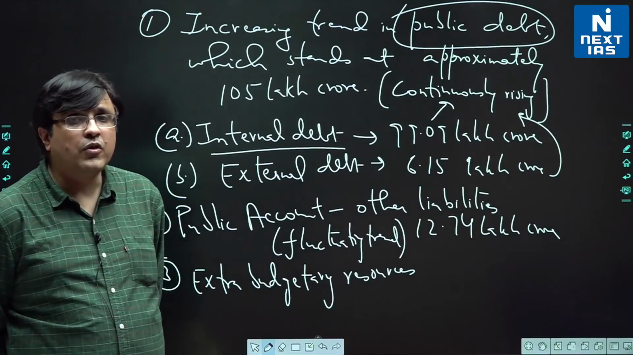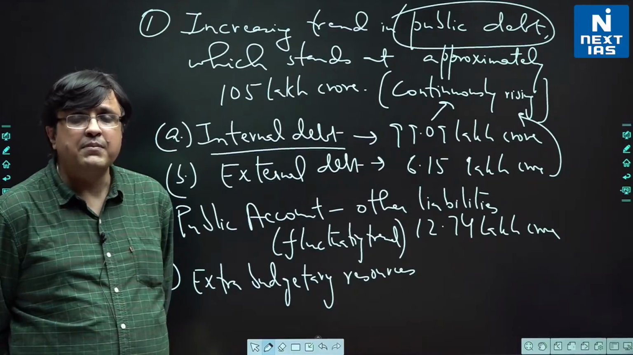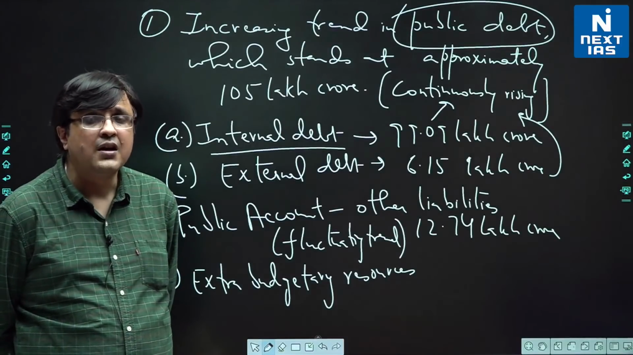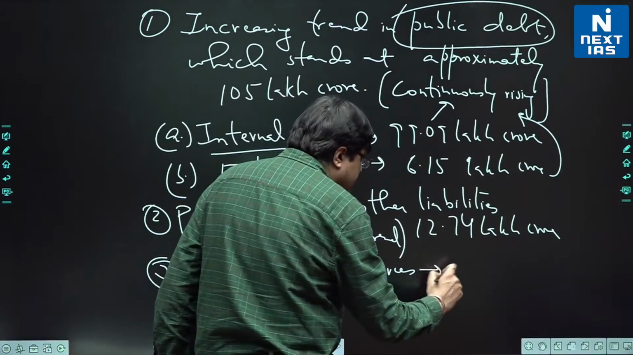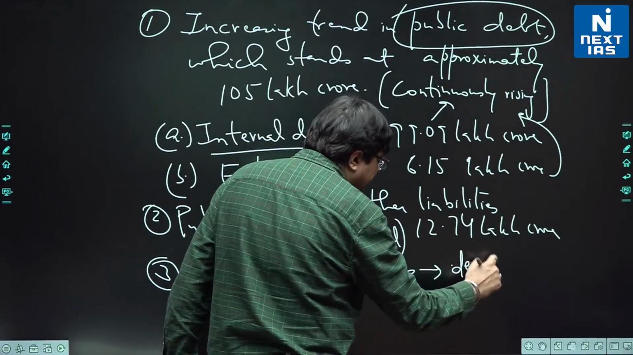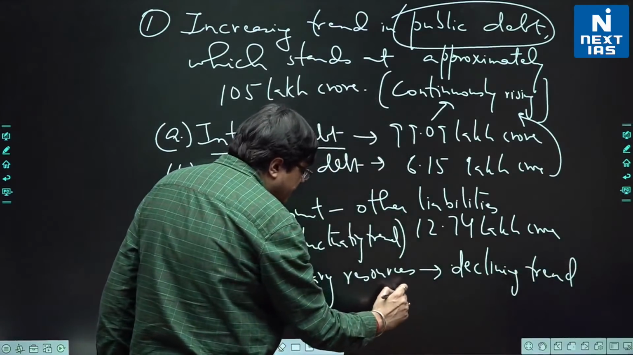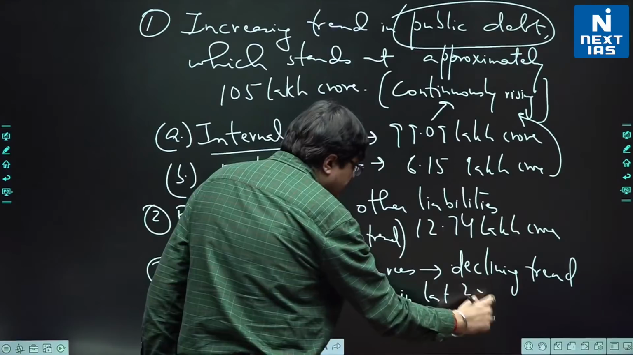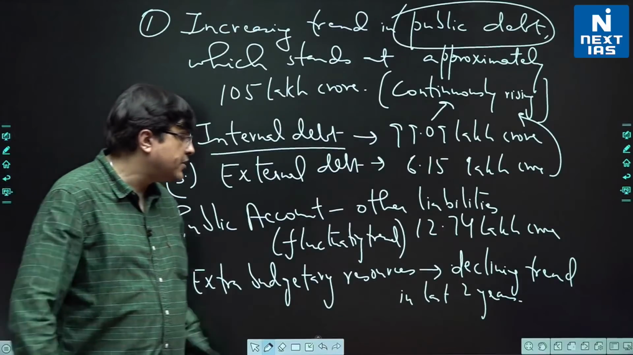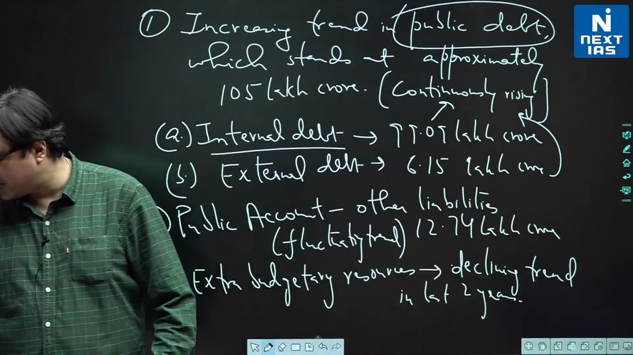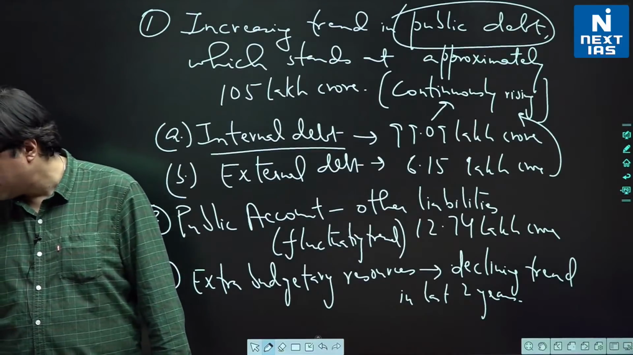But in the last 2 years, 21-22 and 22-23, the government has been trying to control it by making payments to Fertilizer Corporation of India, payments to Food Corporation of India. So in that case, extra budgetary resources have shown a declining trend, and they were almost negligible in the last 2 years, 21-22 and 22-23. So this is what the public debt portfolio suggests.